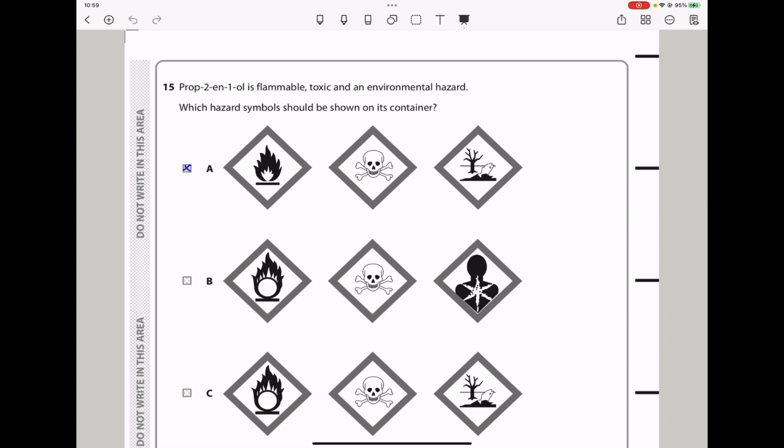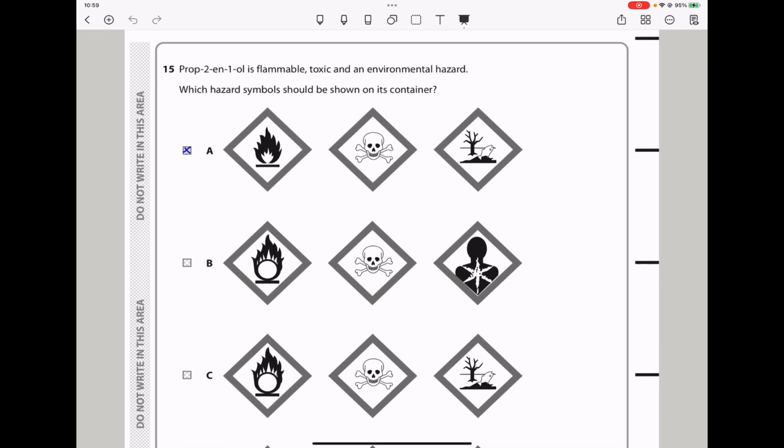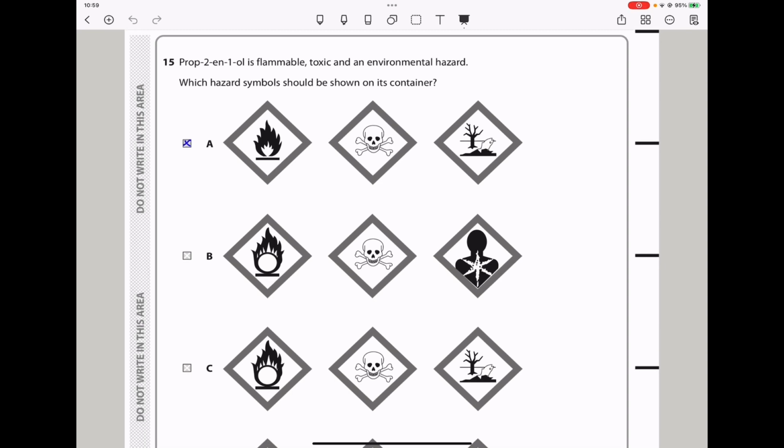Which hazard symbol should be shown on its container? This is the hazard symbol for flammable, that is for toxic, and this is for environmental hazard, so the answer should be A. And by the way, please remember how to draw these hazard symbols, because in the most recent papers, they're asking questions about drawing these hazard symbols.